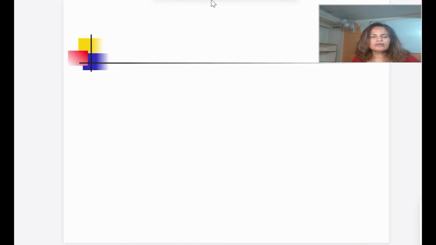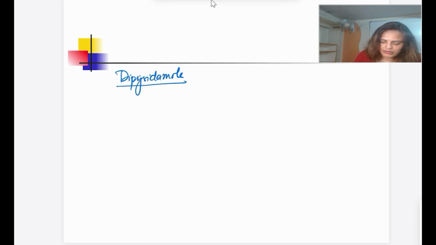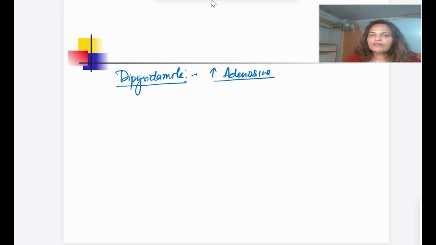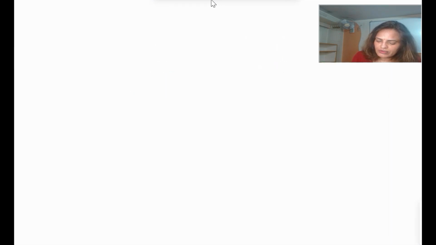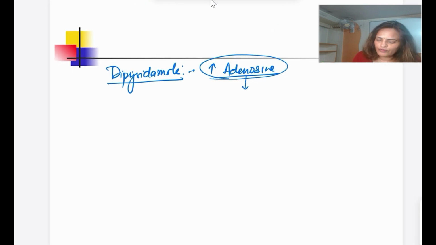Now coming to the third one, dipyridamole. Now how is this drug going to help? This drug is going to increase the local level of adenosine, by inhibiting its uptake and blocking its degradation. So it is going to increase this adenosine and it is going to take care of local ischemia. So vasodilator action is seen with this drug.